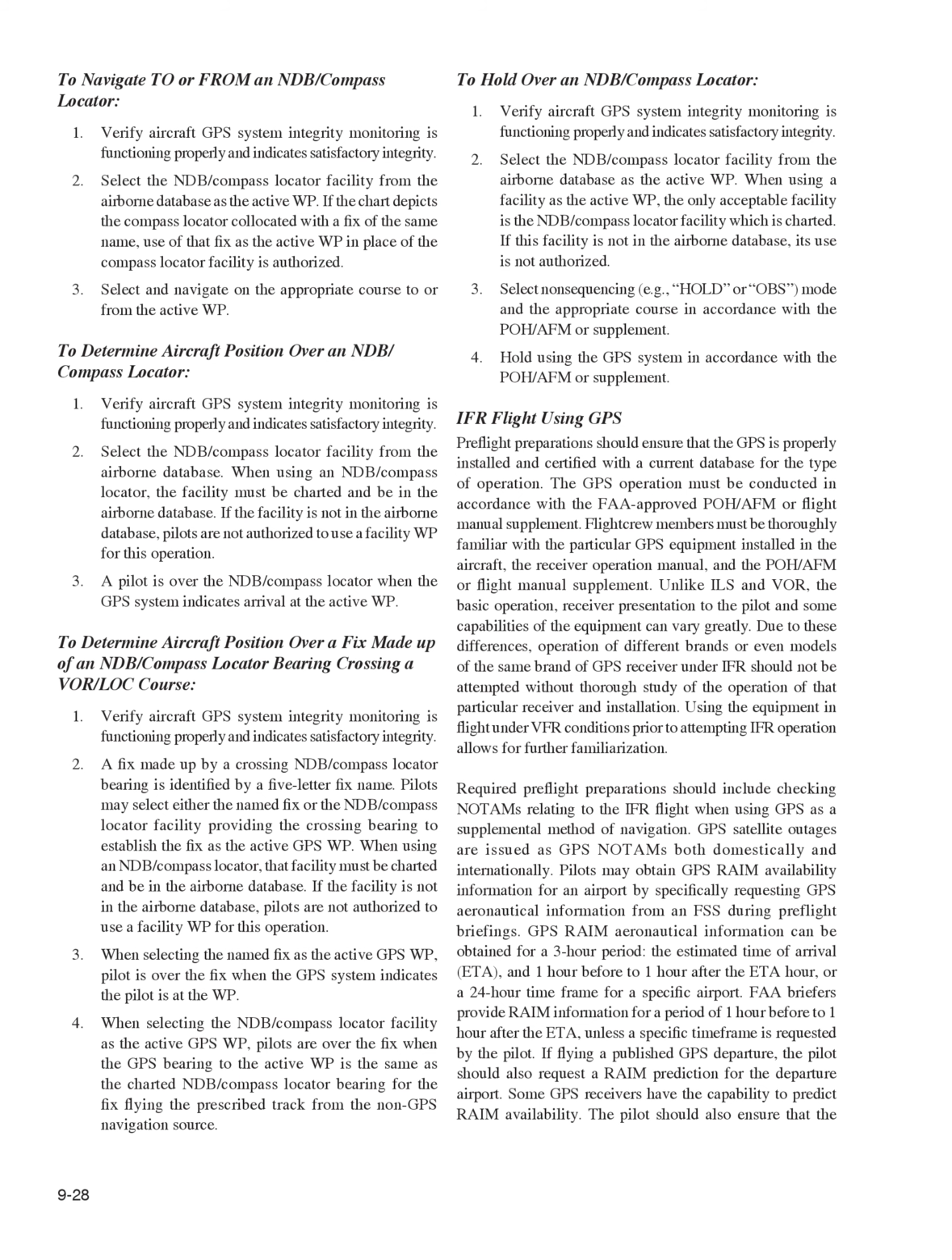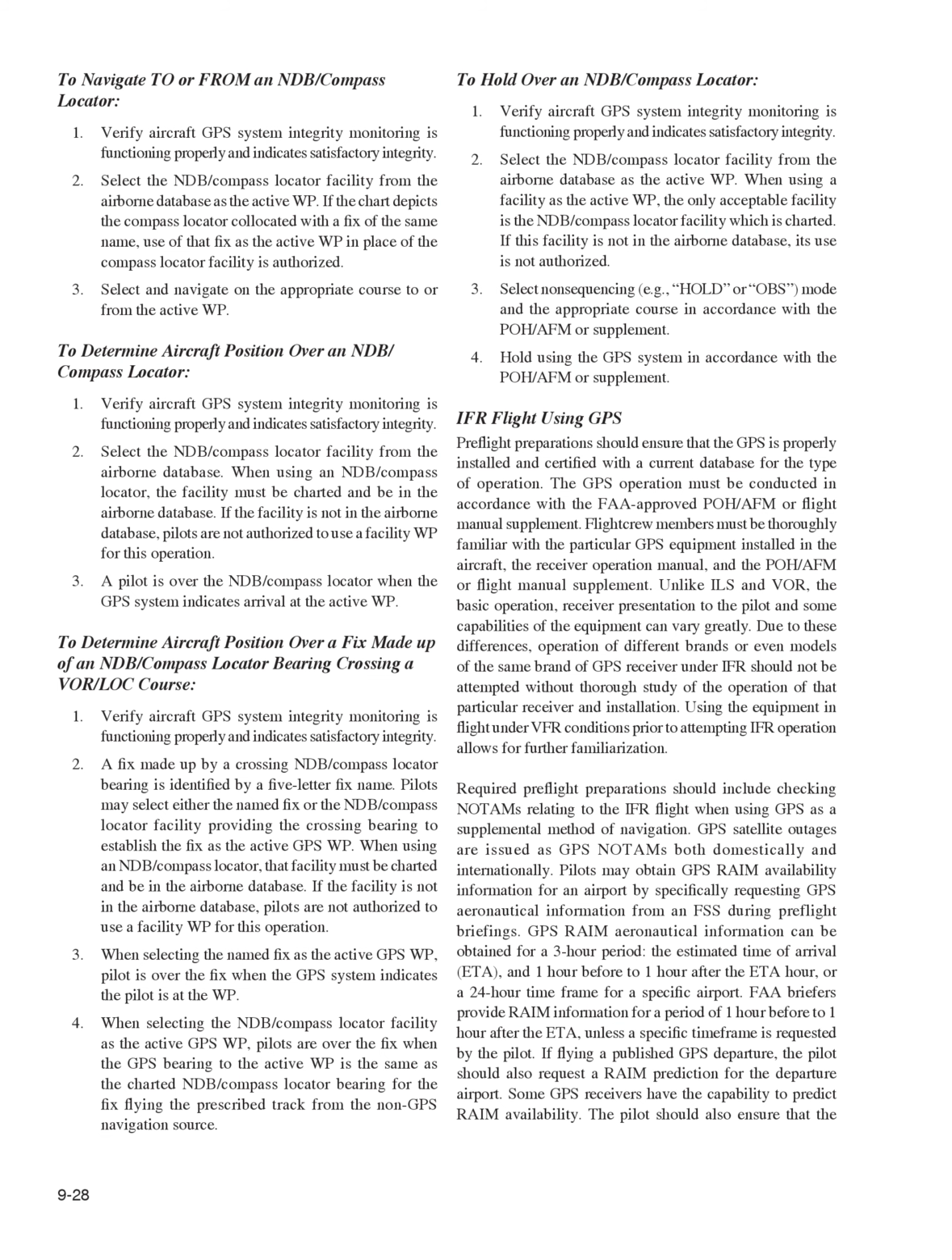4. When selecting the NDB/compass locator facility as the active GPS WP, pilots are over the fix when the GPS bearing to the active WP is the same as the charted NDB/compass locator bearing for the fix, flying the prescribed track from the non-GPS navigation source.